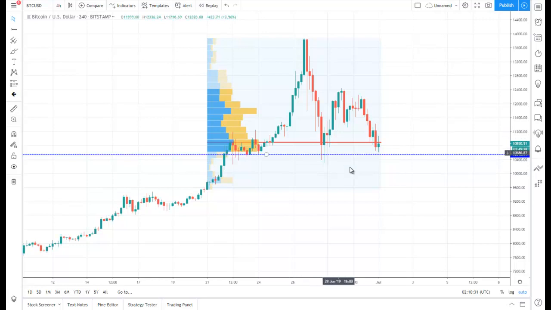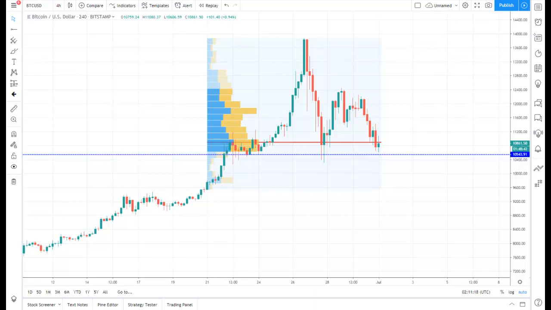then sellers have taken control of the market, because remember, the point of control is giving us the zone where the max volume is being traded at the moment. Thus, here we have the battle between buyers and sellers. If price breaks below the point of control, sellers are in control and we are in a short-term bearish market. And if price breaks above the point of control, we are now in a short-term bullish market. This is why looking at the volume profile is so important when analyzing your charts.